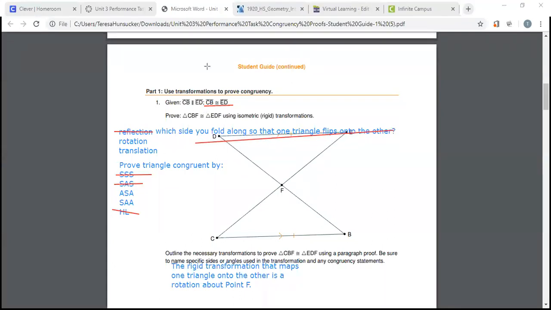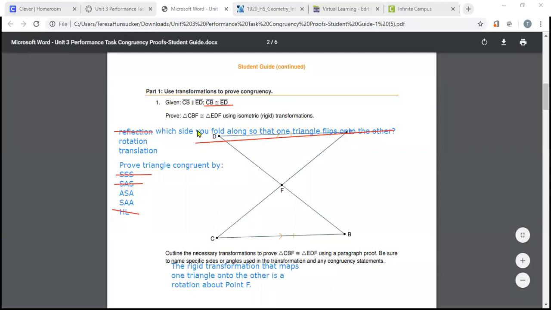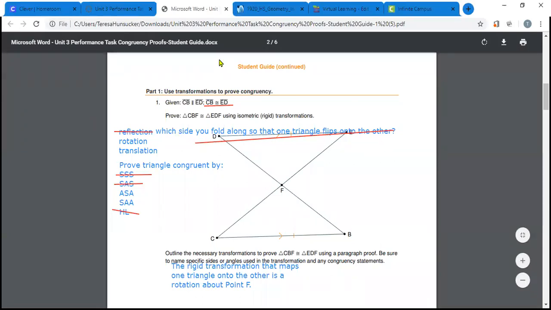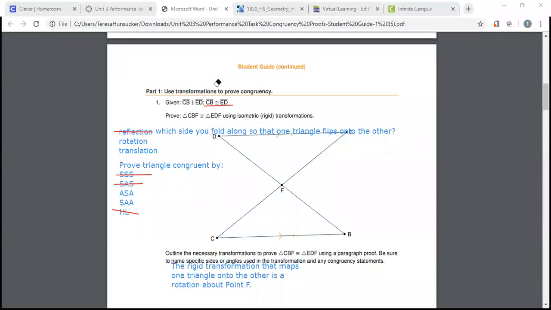Oh my, that's really bad. Let me see if I can move this. Nope, let me redo it. All right.